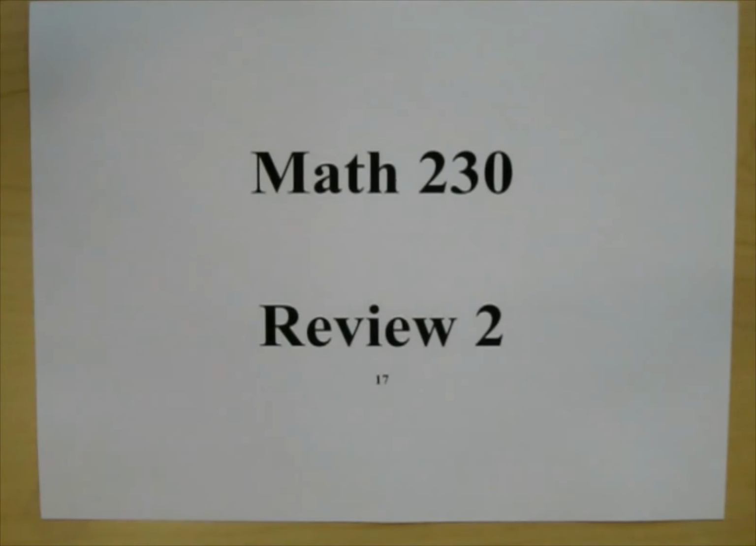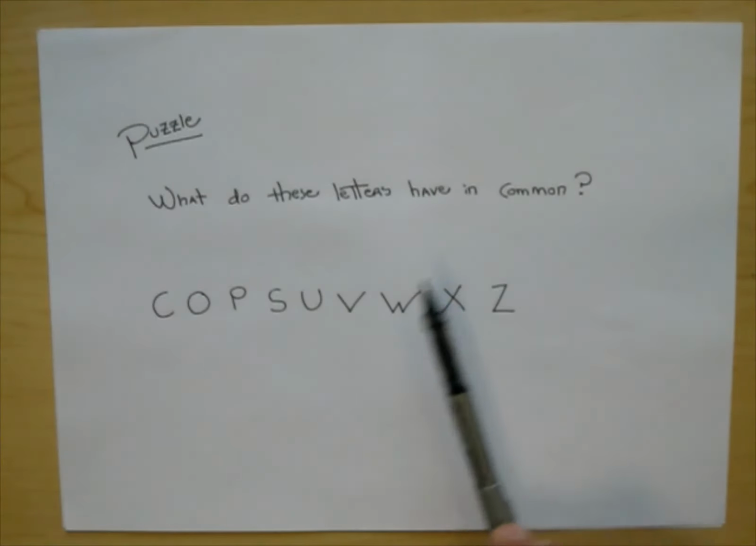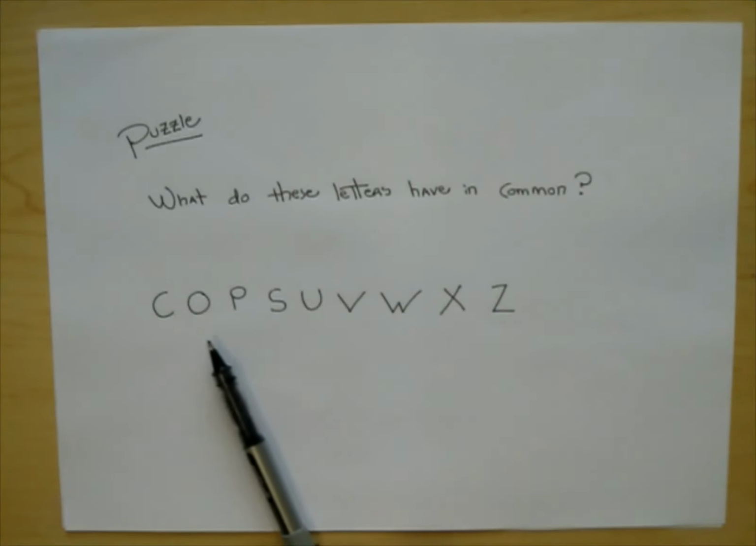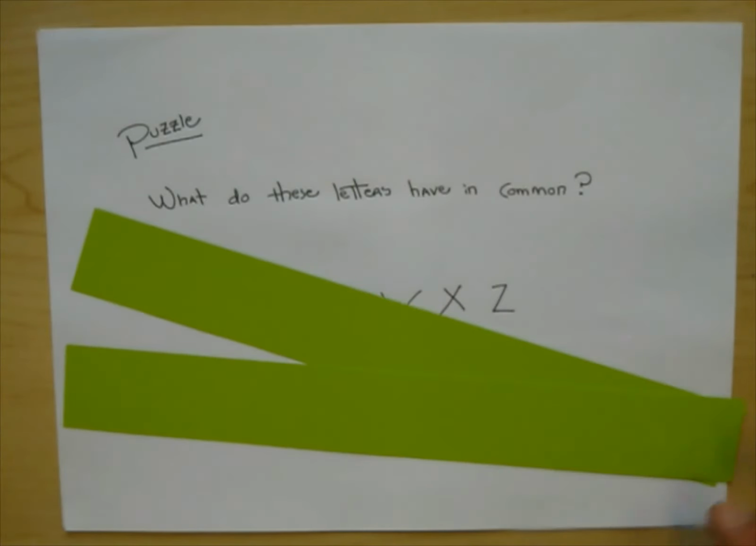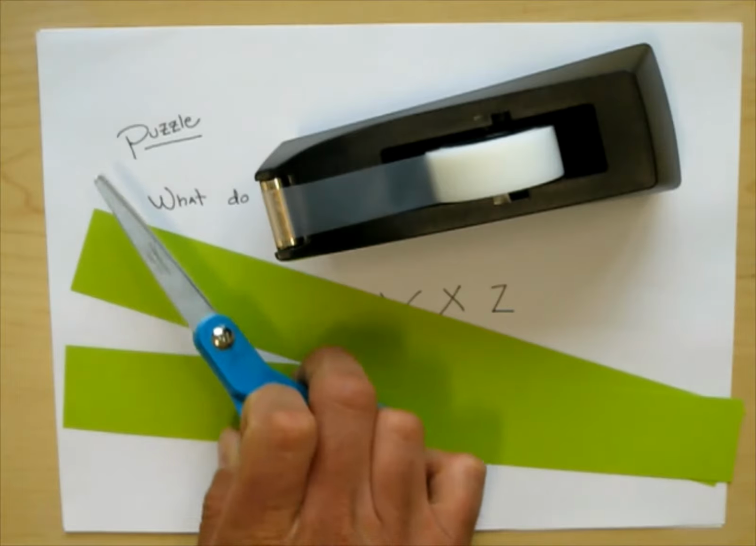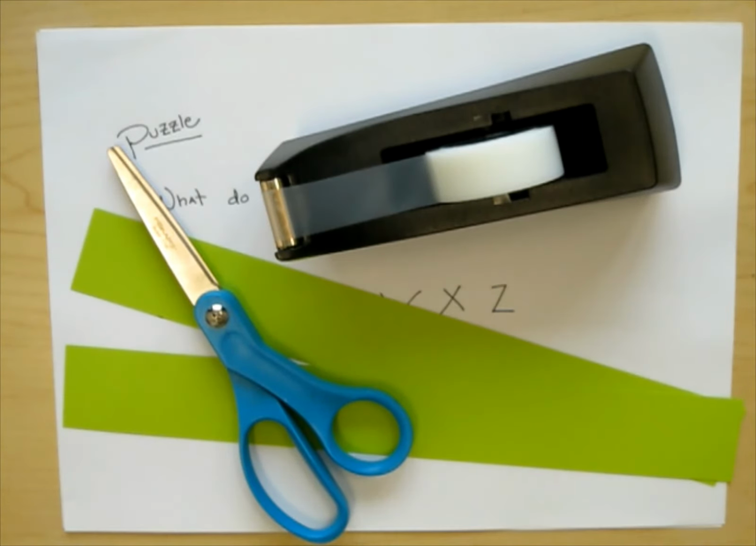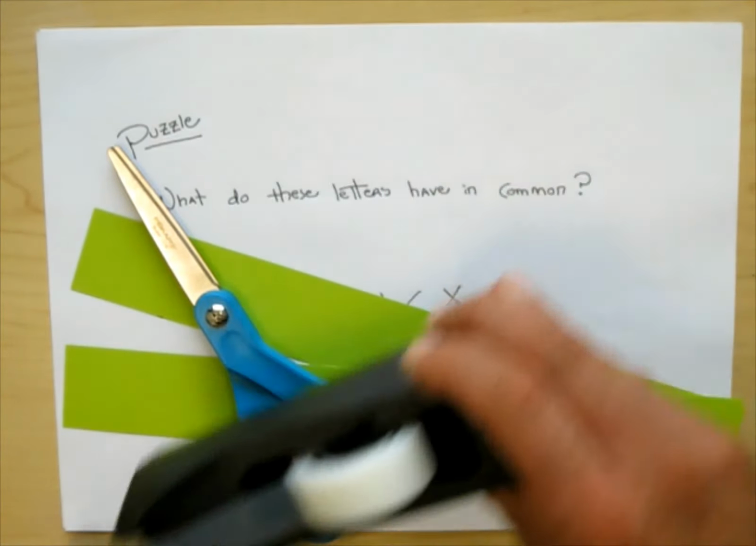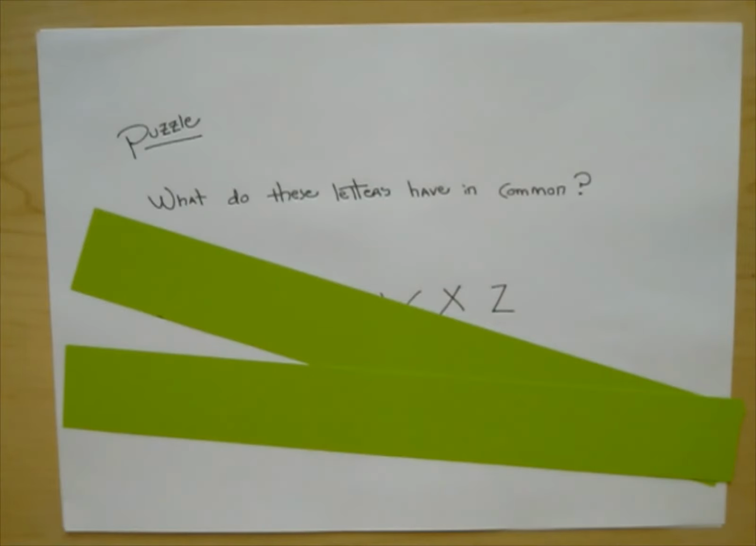Let's take a look at a puzzle before we get started with the problems. What do these letters have in common? Okay, so what do those letters have in common? The other thing that I'm going to do at the end of the video is something where you'll need 2 strips of paper, some tape, and some scissors. And you're going to see something really neat, okay, that has to do with topology. So that is what we'll do at the very end.